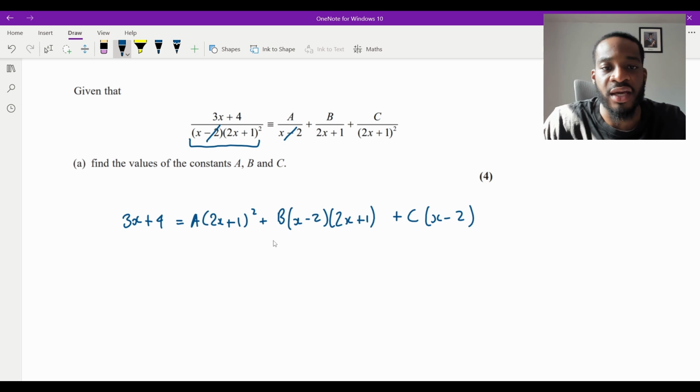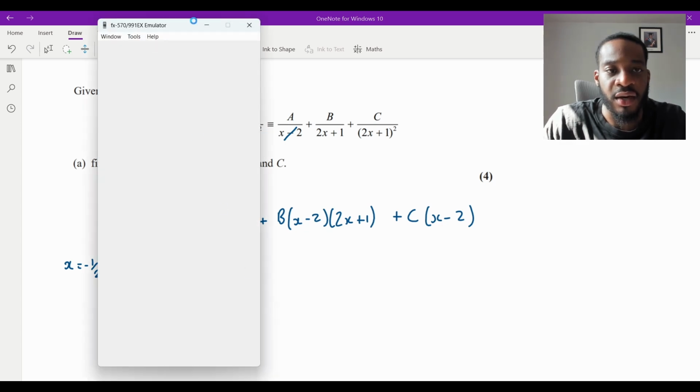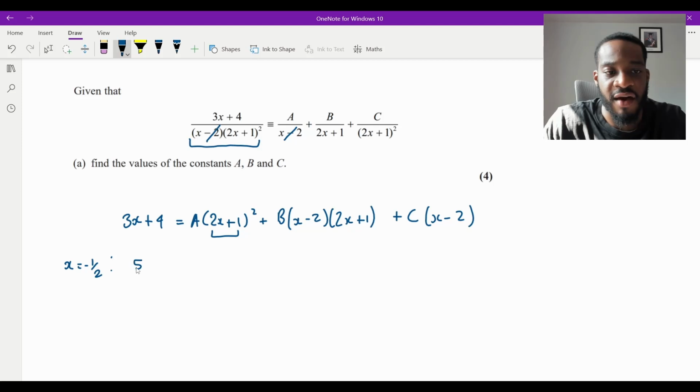Okay, so now we're here. We need to just eliminate each of these constants. So I'm going to make this 0, right? If 2x plus 1 is equal to 0, that means that x is equal to minus a half. So I'm going to put x equals minus a half into the equation and see what we get. I'll just do it in my calculator so it's super quick. So it's going to be 3 times minus a half plus 4, which is going to be 5 over 2, so that's 5 halves.